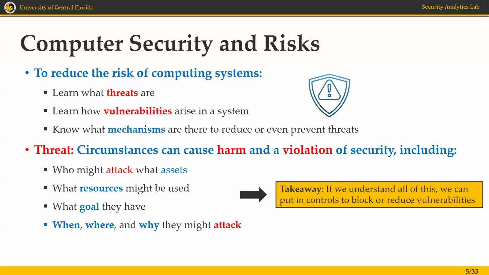Threats can be any circumstances that can cause harm and a violation of security. What we want to think about is who might attack, what assets and resources might be used, and having an attack tree that demonstrates this, along with what goal they have, and when, where, and why they might attack. If we understand all of these and can differentiate between vulnerabilities and threats, we can put some sort of control in place to block this from happening.